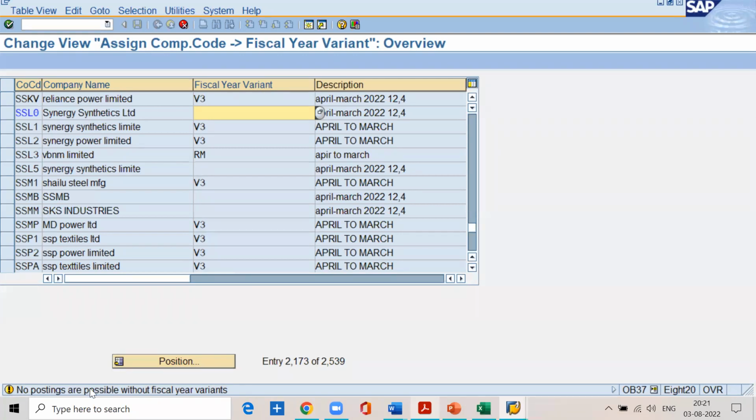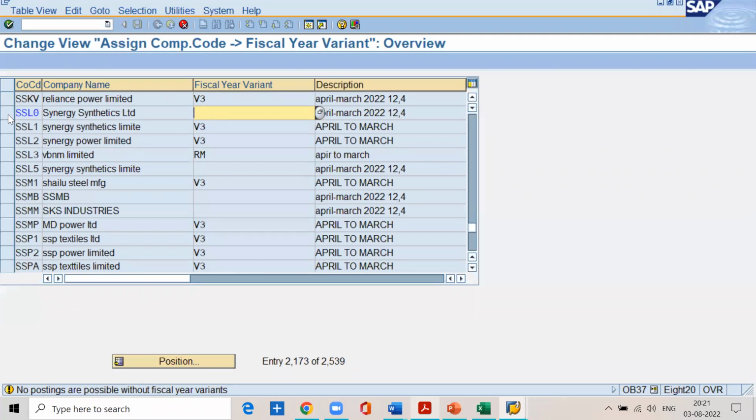See, no postings are possible without fiscal year variant. If you see, the cursor is there against the company code SSLO. So it's not our company code, and we should not assign the fiscal year variant. So many students are doing the practice on the same server, right? It might have been created by another student, and that student has not yet assigned the fiscal year variant to his company code. So whenever you get any warning message, we have to ignore it.